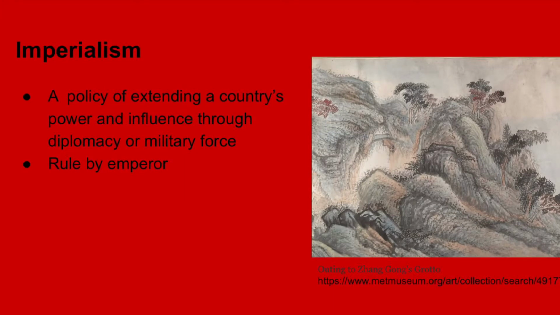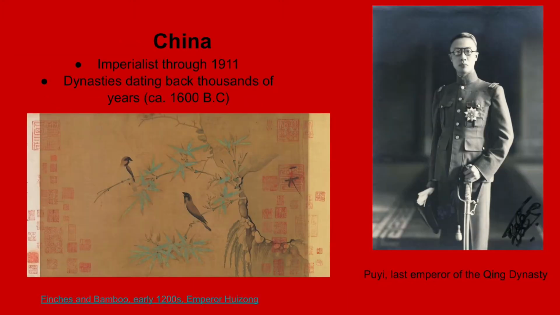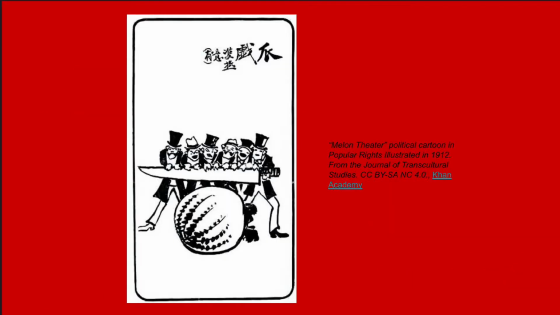Imperialism is a policy of extending a country's power and influence through diplomacy or military force. In 1911, China was ruled by Emperor Puyi, the last emperor of the Qing dynasty. For the longest time, China had been a superpower in East Asia and had emperors and dynasties dating back thousands of years. Around this time, the Qing dynasty began to face external and internal threats.